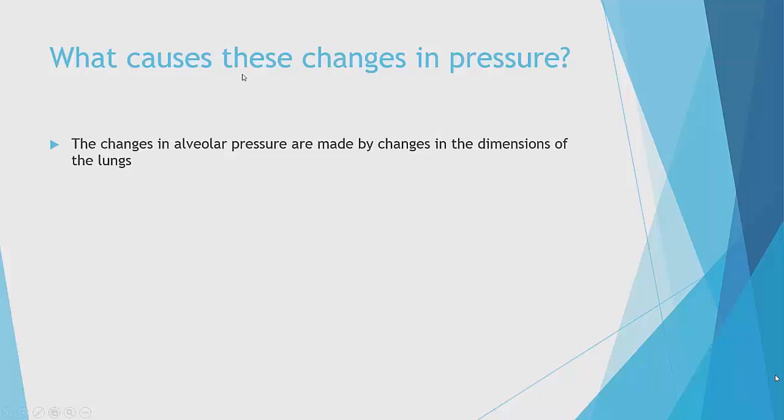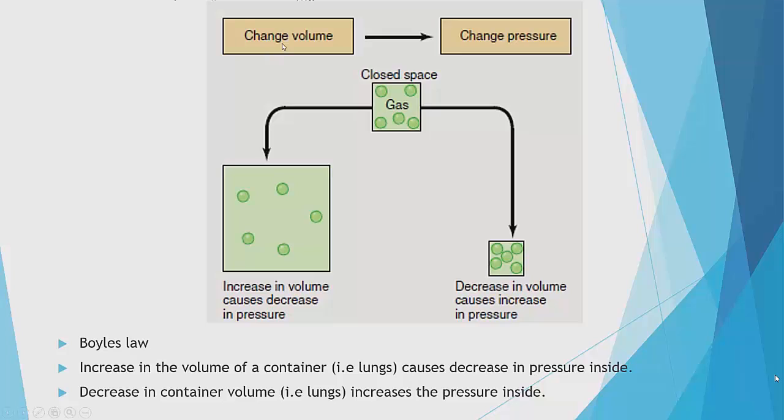The changes in alveolar pressure are made by changes in the dimensions of the lungs. As you'll see here, a change in volume causes a change in pressure. So if you have a closed space with a gas in it, as you can see there, 5 atoms of whatever gas it is in there.